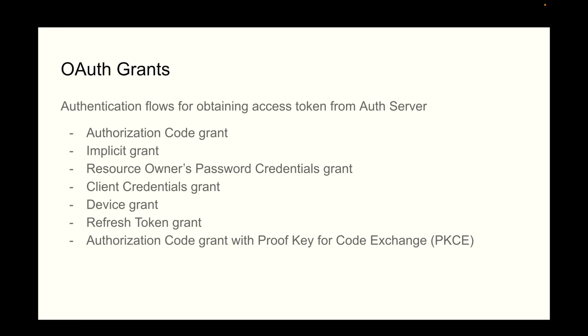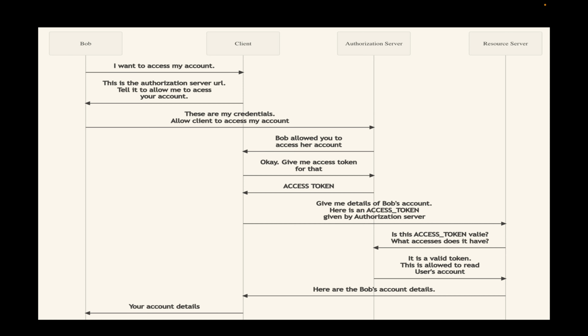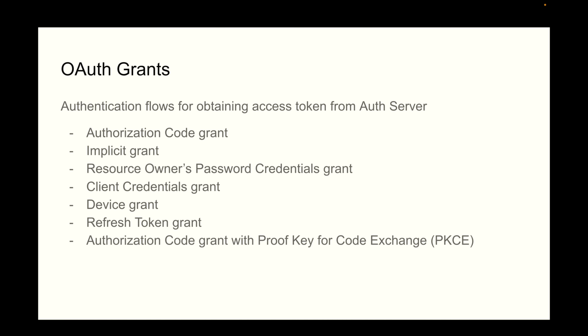So OAuth grants means authentication flows for obtaining an access token from the authorization server. First is the authorization code grant, which we have seen in this diagram. In the OAuth code grant, whenever the user logs in to the authorization server, the authorization server will send an authorization code in the browser URL, and using that, the client can get an access token from the authorization server. So this is called the authorization code grant.